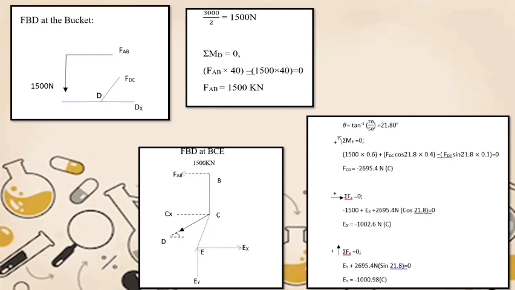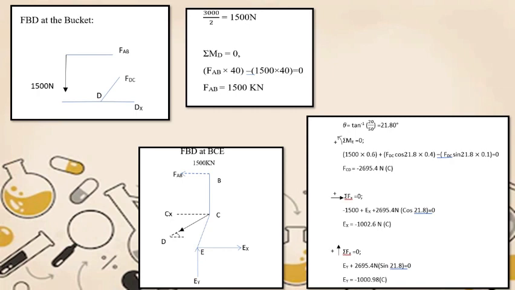And then as usual, we resolve our point at D, and then we will find the moment at point D. Moment at point D, FAB darab dengan 40. Mana dapat 40? Dalam question dia ada bagi 40. So FAB darab dengan 40 tolak dengan 1,500 darab dengan 40, and then kita akan dapat FAB. And then kita akan tengok FBD dekat point BCE pula.